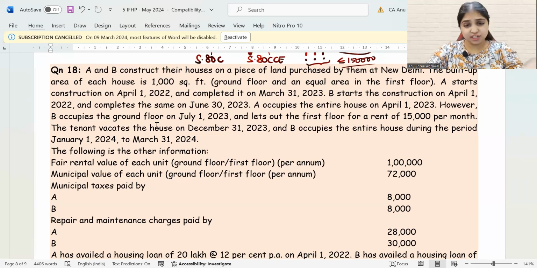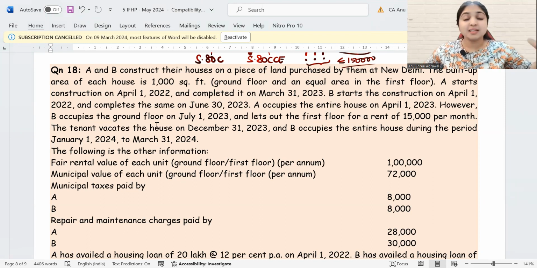It covers a good number of adjustments. It covers pre-construction interest as well. So we'll work out this question from scratch. We'll work out this question in the same manner in which we would have worked out had this question come in the examination. So with 100% presentation, proper presentation, with proper discussions, with full focus on conceptual clarity, we're going to work this question out.